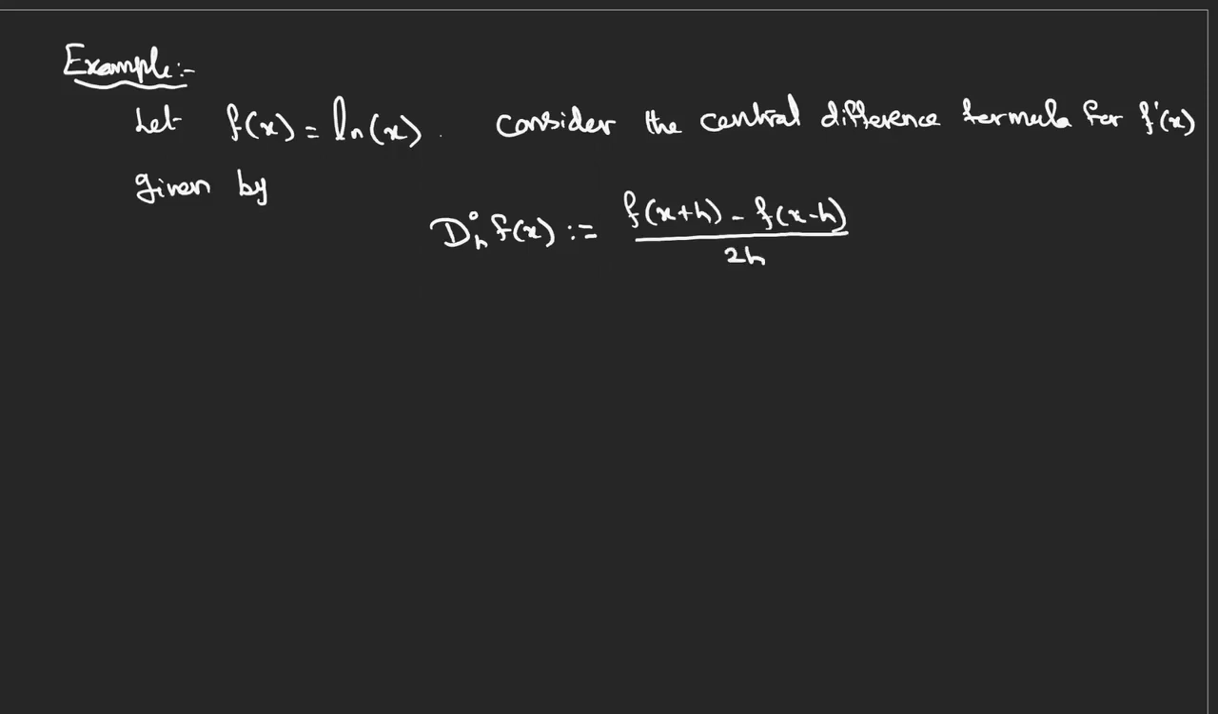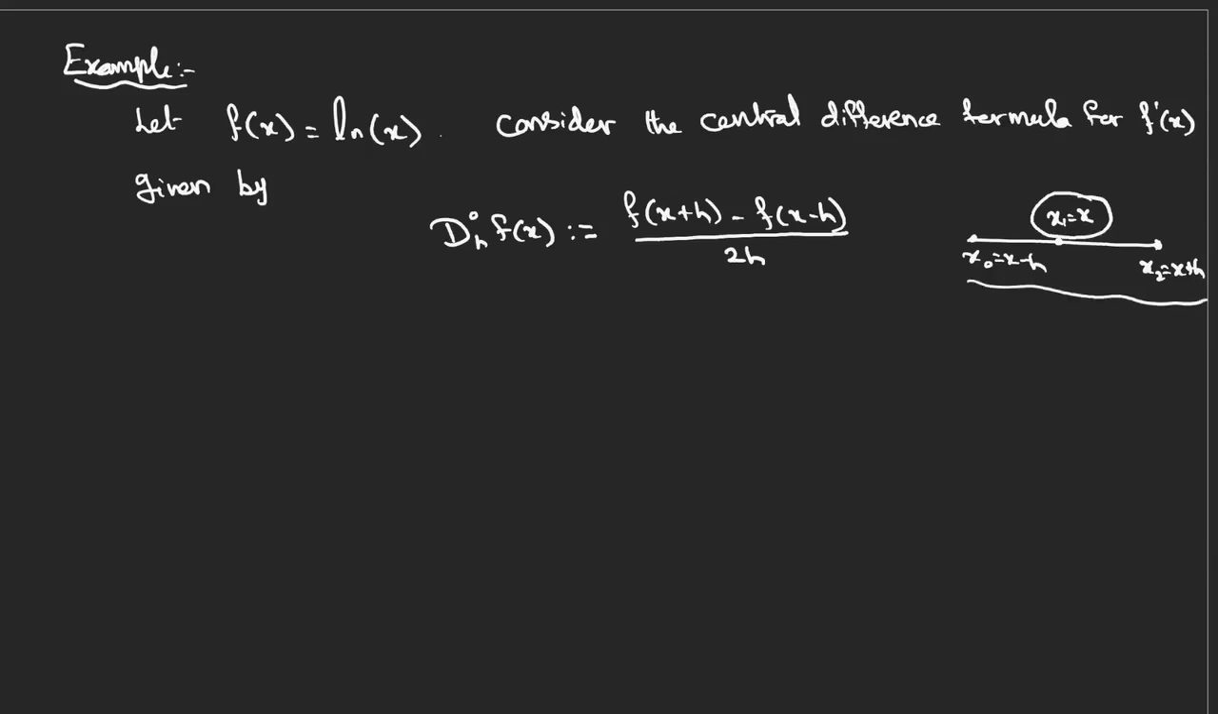Well, this is the central difference formula with node points x naught, which is x minus h, x1, which is x, and x2, which is x plus h. Here the formula doesn't depend on x1, but however, it is included in the node points.